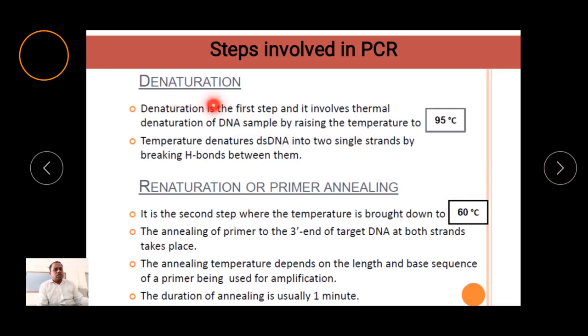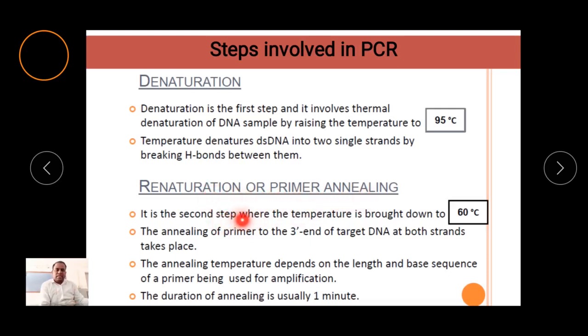First is denaturation. It's the first step, and it involves the thermal denaturation of the DNA by raising the temperature to 95 degrees. The polymerase is heat stable at this temperature, so it does not denature. But the double-stranded DNA here gets denatured into 2 different single strands, breaking the hydrogen bonds between them. Then after that, renaturation or primer annealing is there.